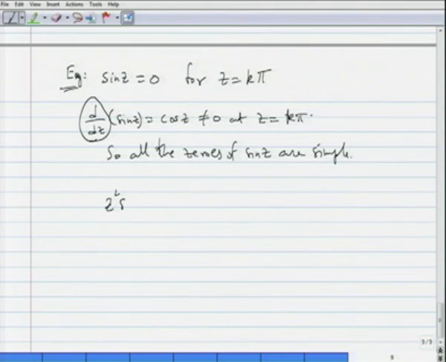What I mean by that is they have zeros of order 2, 3, etc. So you just take z squared sin z, or z sin z, which has a zero of order 2 at 0. z has a zero of order 2 at z equals 0.